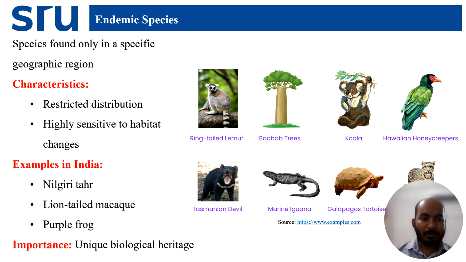You can see the examples in this figure, and their importance: they are a unique biological heritage. If endemic species disappear, they become globally extinct. This is the importance of endemic species in terms of biodiversity.